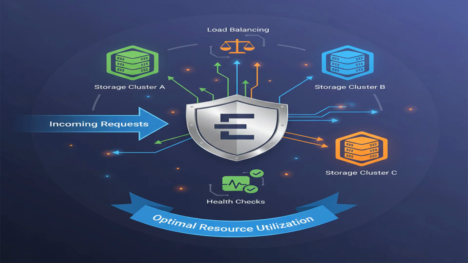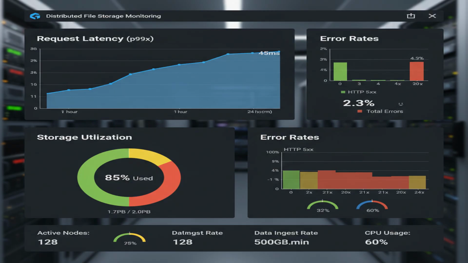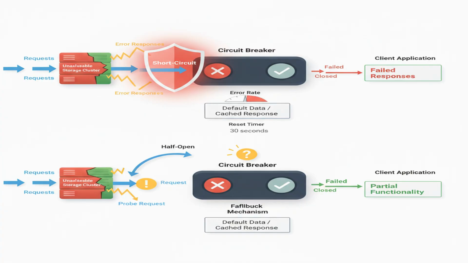To manage the traffic efficiently, we can introduce Envoy as a reverse proxy, routing requests to different storage clusters. Envoy also offers robust load balancing and health checks, ensuring optimal resource utilization. To monitor the health and performance of our distributed file storage, we can use Prometheus to gather metrics. We track request latency, storage utilization, and error rates, visualizing them with Grafana dashboards.